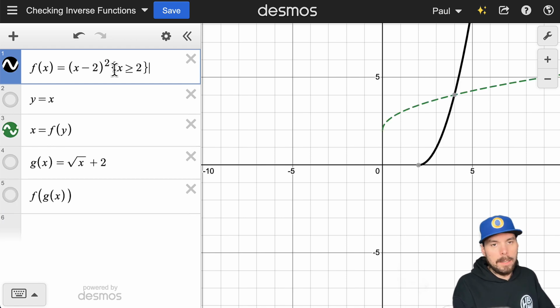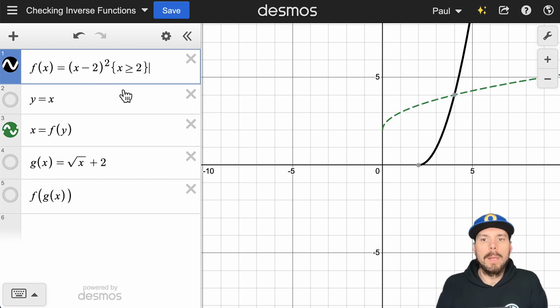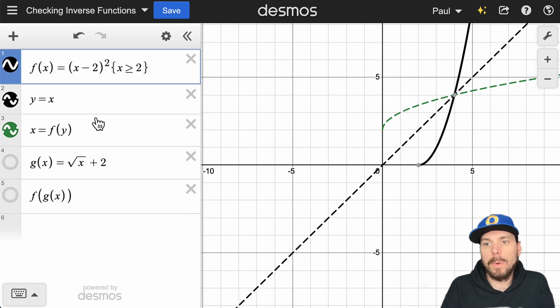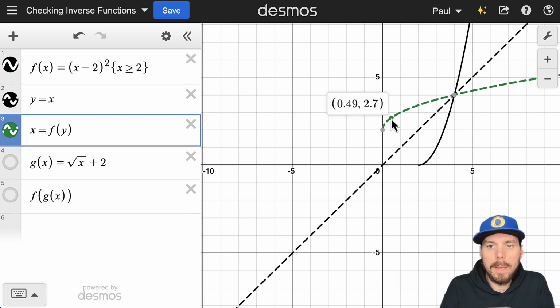Here, when x is greater than or equal to 2, our function is one-to-one and non-decreasing. Essentially, it's only increasing from its vertex up there. And now I can see the graph of x equals f of y is a perfect reflection across y equals x. That is the dashed line. And it is going to make a suitable inverse function.